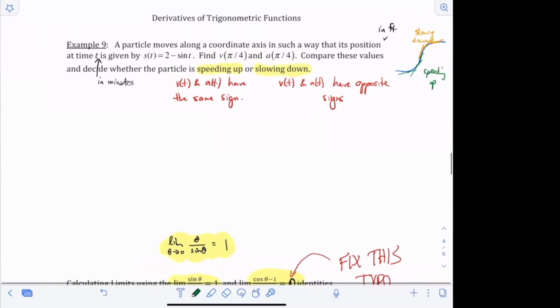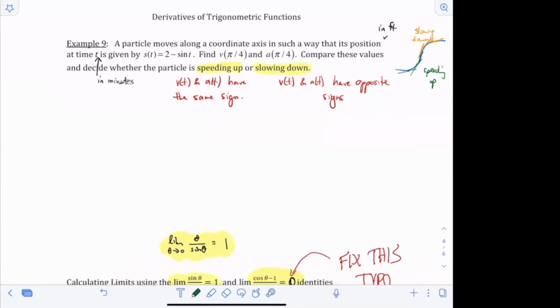Great. So now that we understand this idea and we just got to compare the two signs, why don't we answer the question? So we're going to start off with our position function s of t, which is equal to 2 minus sine t. And then we need to calculate the velocity, which is just the derivative of the position. The derivative of 2 is going to be 0. The derivative of negative sine is going to be negative cosine of t.